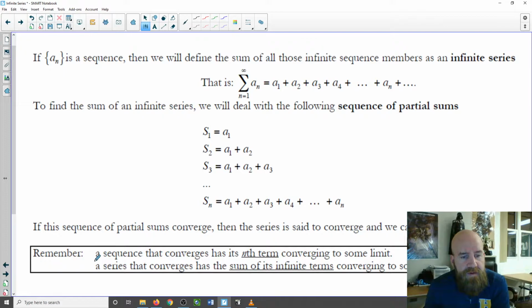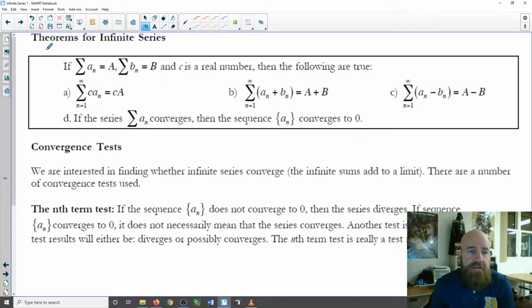So if we remember this from the sequence homework that we did, a sequence that converges has the nth term converging to some limit. So we took the limit as n approached infinity for our rule of the sequence, and if it went to some number, then we had a converging sequence. If it did not, then we had divergent. So a series that converges has the sum of its infinite terms converging to some limit. We're going to take a look at that here in a second.